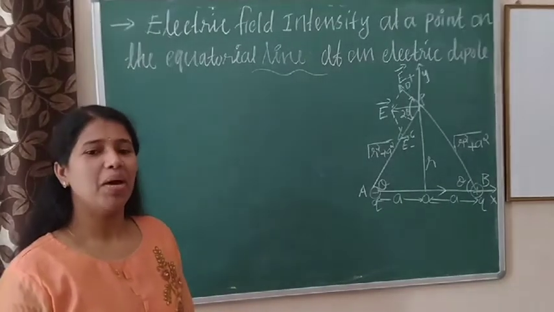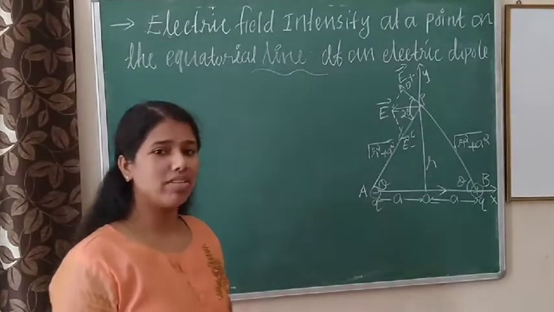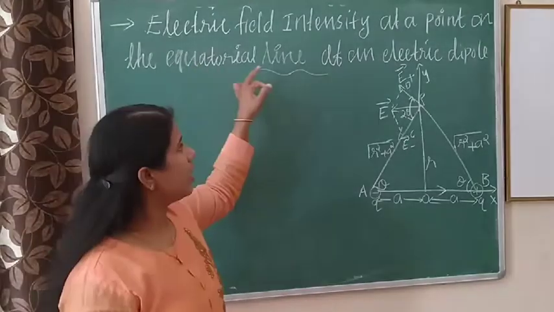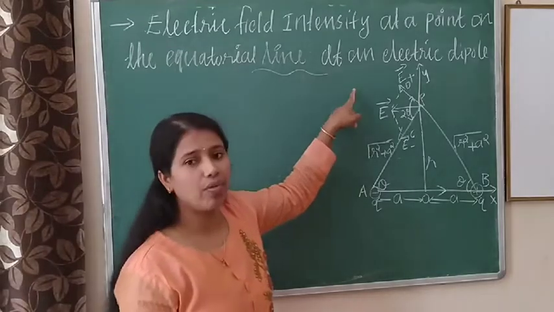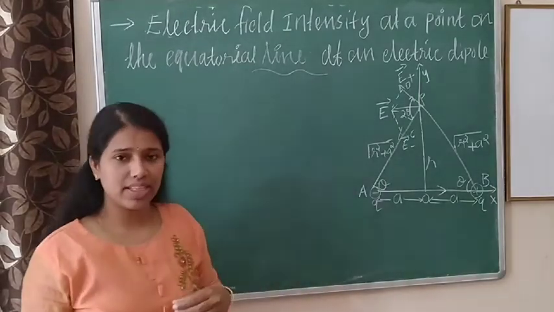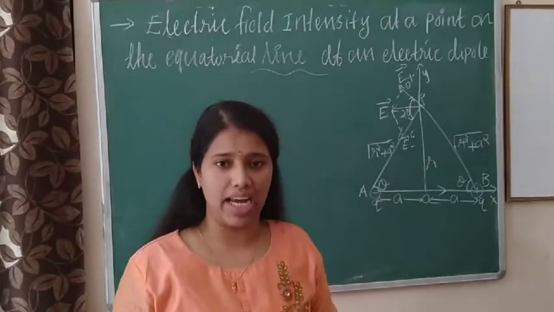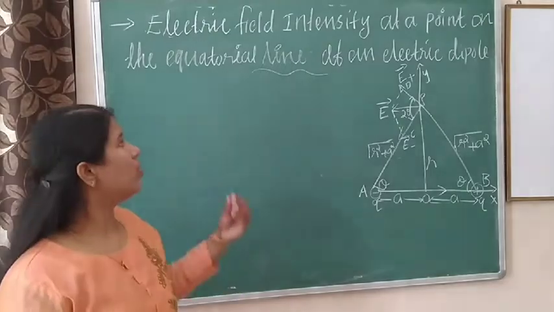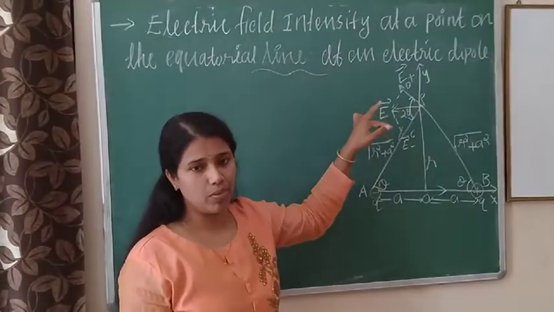Good morning. Myself Shiny. Today I am going to explain the topic electric field intensity at a point on the equatorial line of an electric dipole. Last class we have already discussed the case of an axial line. Today we are going to discuss the equatorial line of an electric dipole.